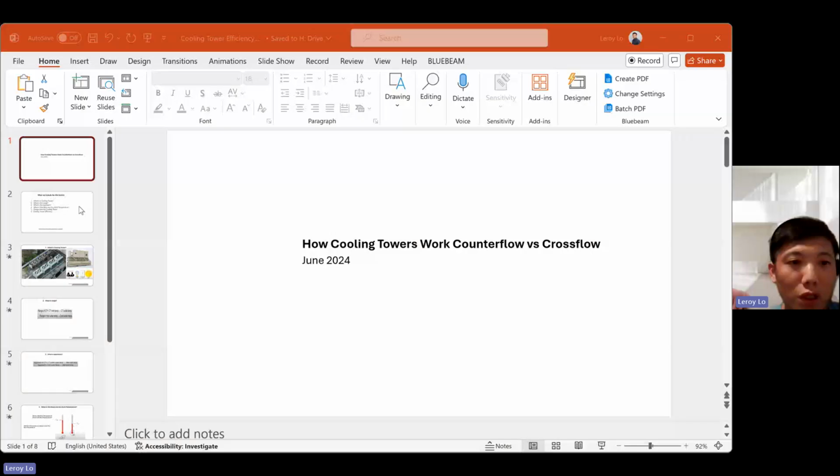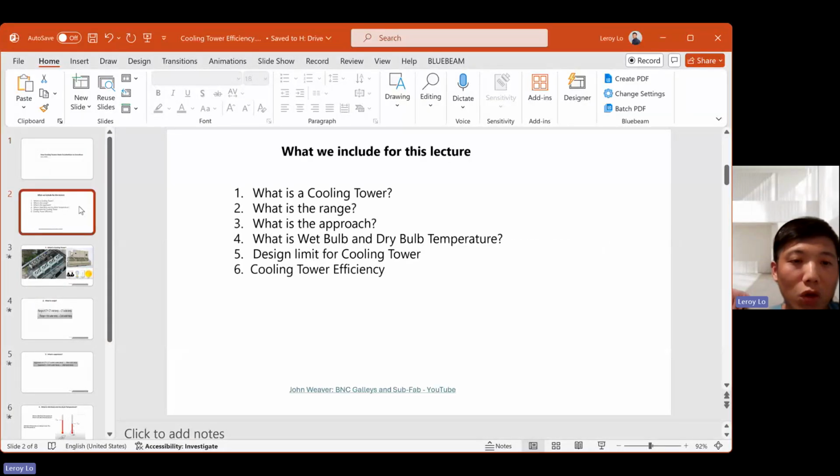Main topic: cooling tower efficiency. Let's move on to what we'll include for these lectures. Number one, what is a cooling tower, with a quick recap. Two, what is a range, and three, what is an approach. Number four, what are wet bulb and dry bulb temperatures, and then what's the design limit for cooling towers. And finally, we'll go to the calculations, which is the cooling tower efficiency.